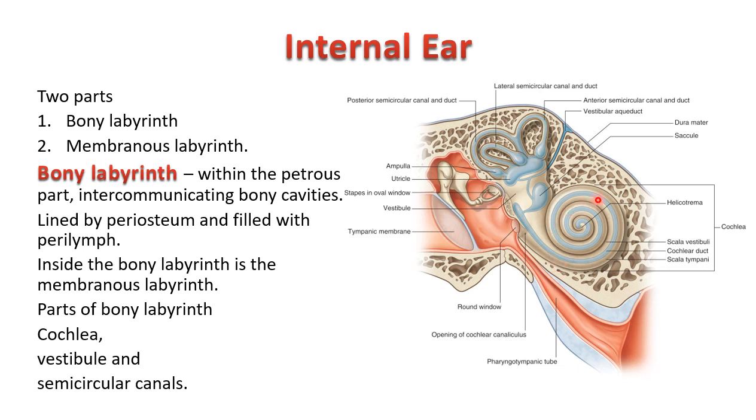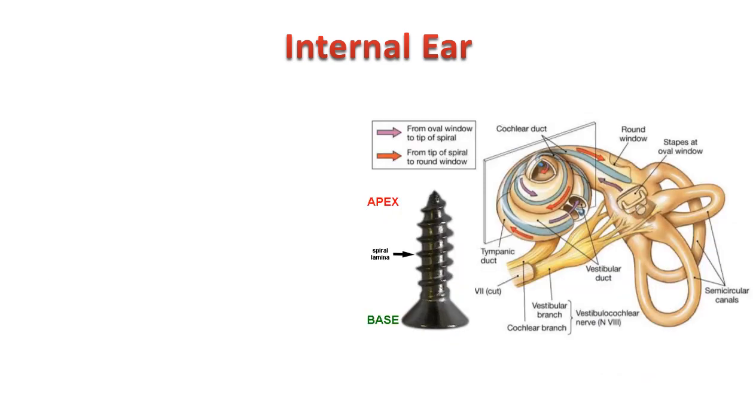Inside also you have the cochlear duct, which is the membranous labyrinth, and the utricle and the saccule, and then you have the semicircular ducts as the part of the membranous labyrinth inside the semicircular canals. Okay, now let us go into the details of this. So first, try to understand the cochlea.